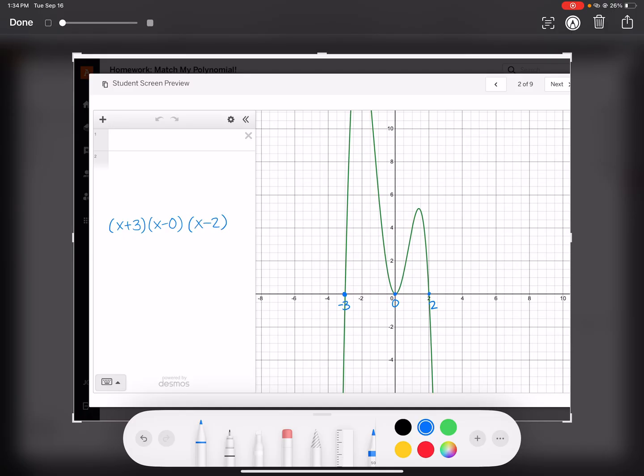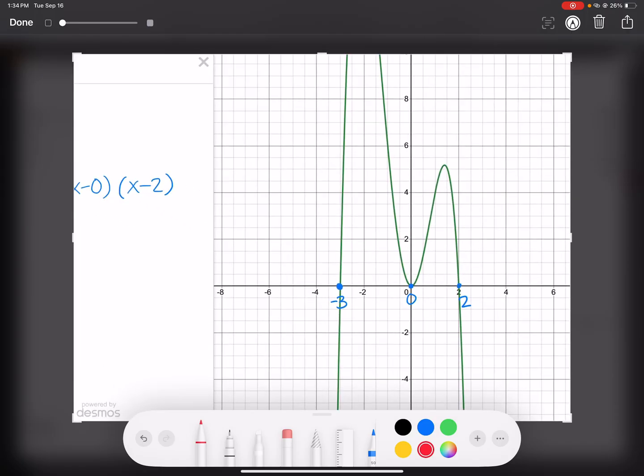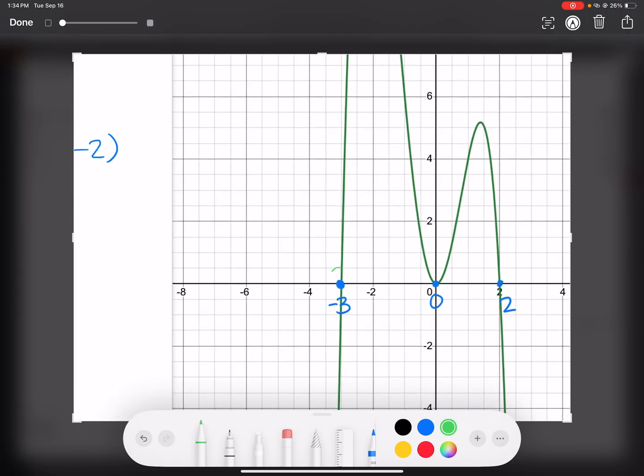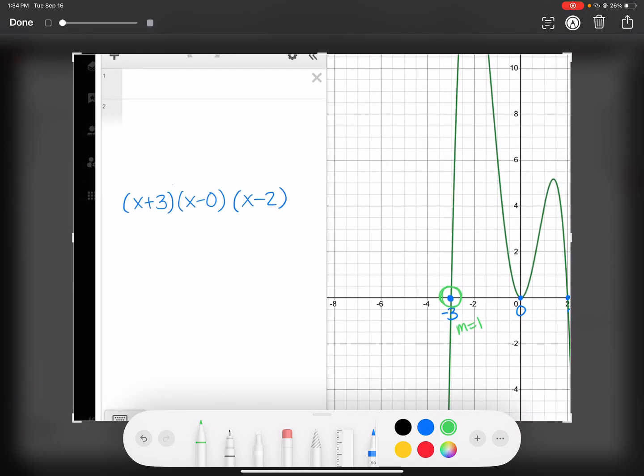Okay, now from here, I need to look at my multiplicity. The multiplicity is how your graph is going through, bouncing off of, or interacting in general with your x-axis. So if I look at this first x-intercept right here, it's going directly straight through my x-intercept, meaning that this multiplicity is 1. Which therefore means that I'm just going to keep this exponent here as 1, and it can just stay right there as x plus 3.